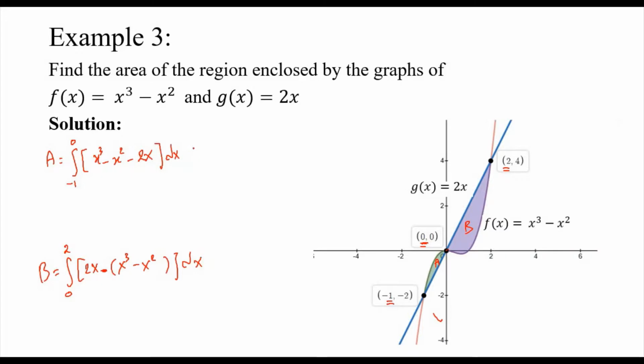So to do that, this is equal to x to the 4th divided by 4 minus x cubed divided by 3 minus 2x squared divided by 2. These will cancel from negative 1 to 0.